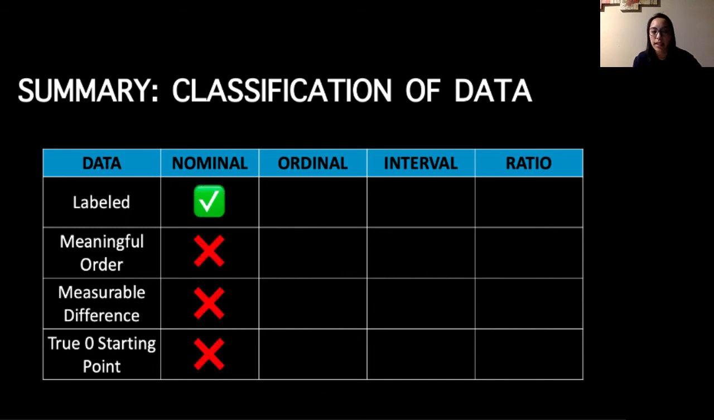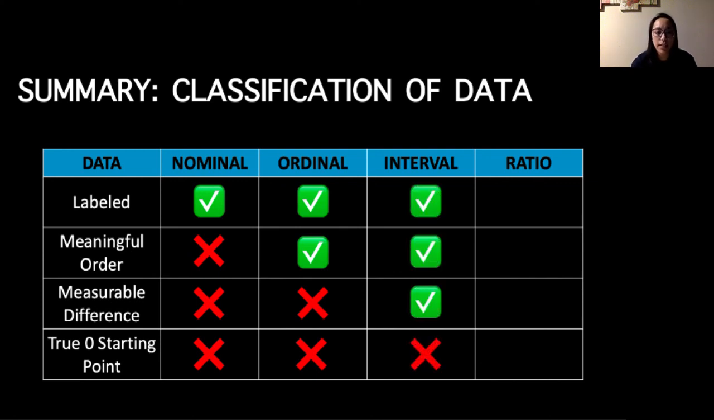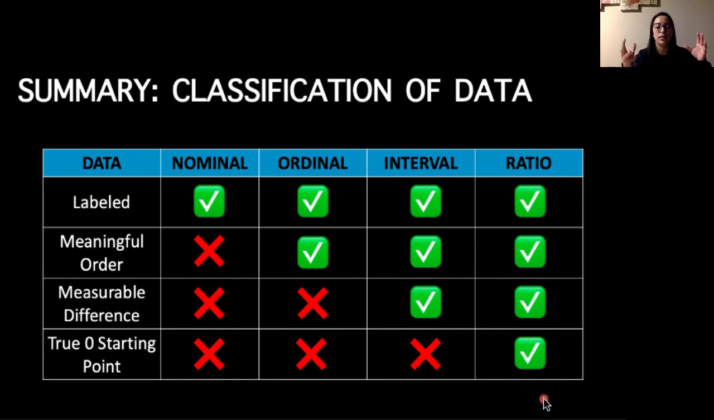So nominal data, strictly categorical, strictly labeled. Ordinal data, strictly categorical, but it also has some type of logical order to it. Interval data, same thing, but it doesn't have a true 0 starting point. Ratio data checks all of those boxes. Okay, so when you're going through examples in class, you can use this table to reference back or use a process of elimination to figure out what type of data you're working with.